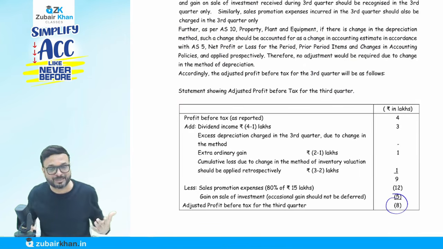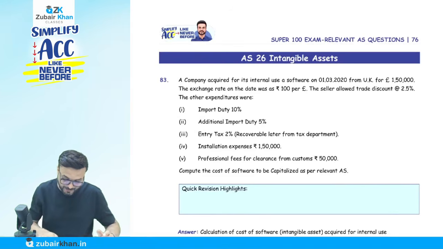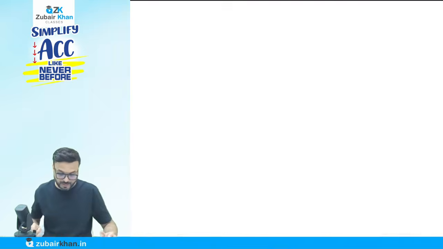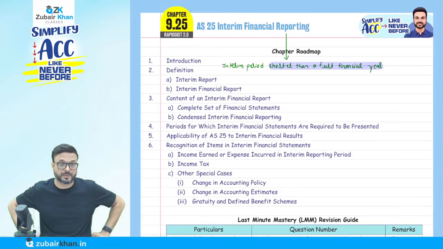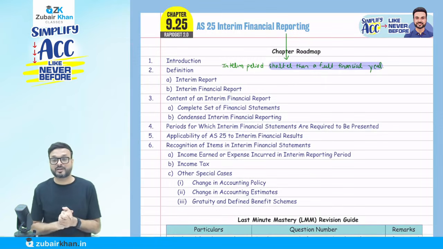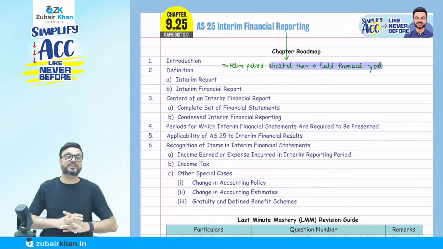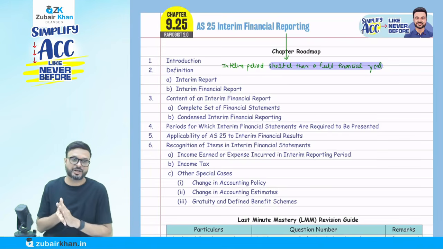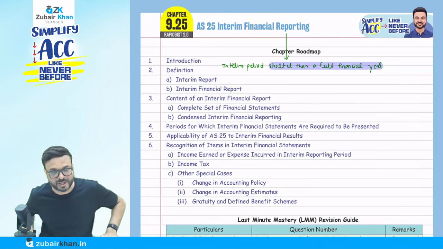Okay, very simple. Now we are done with the accounting standard, that is Accounting Standard 25, interim financial reporting. So now we are done. Just in 30 minutes we have covered the entire Accounting Standard 25, interim financial reporting. That's for today. Take care all of you. Bye bye.